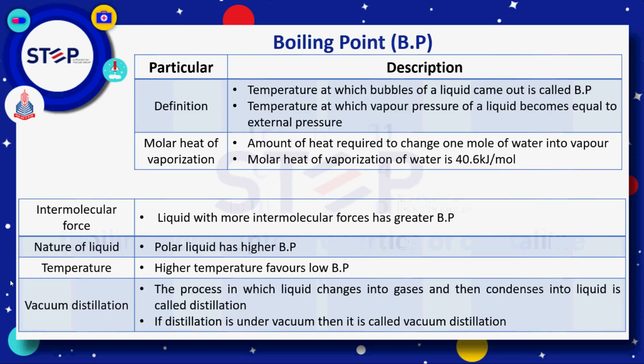Boiling point is a temperature at which the internal pressure of a liquid becomes equal to the external atmospheric pressure, that is called boiling point. Temperature at which bubbles of liquid come out is called boiling point. Temperature at which the vapor pressure of liquid becomes equal to external atmospheric pressure is called boiling point.